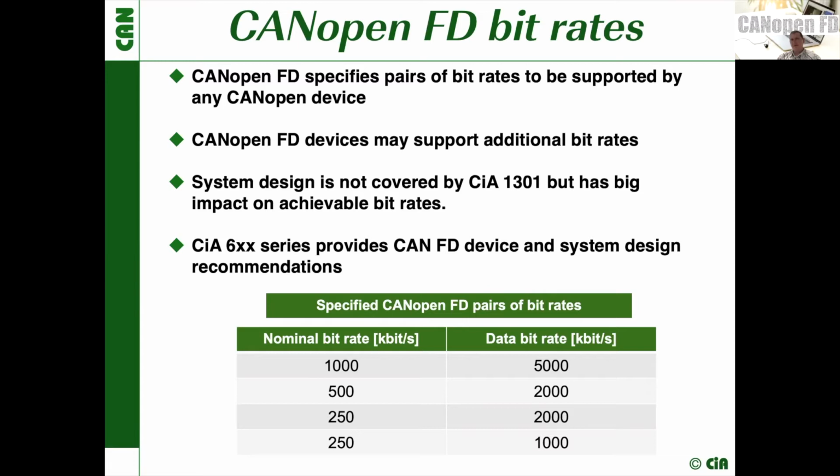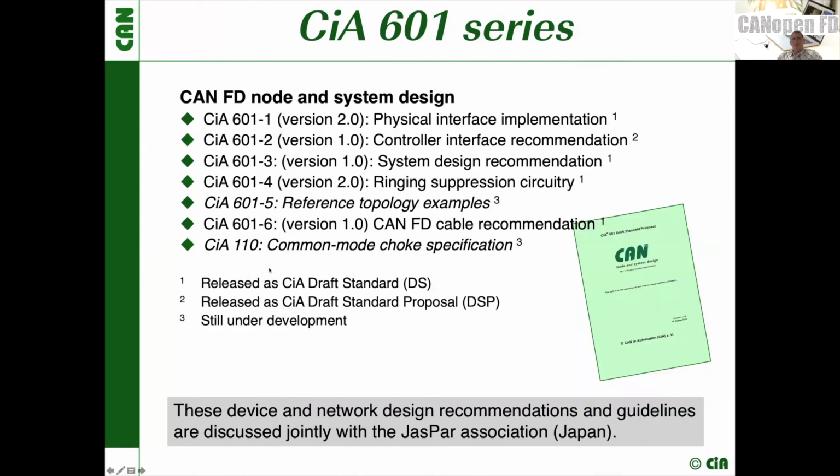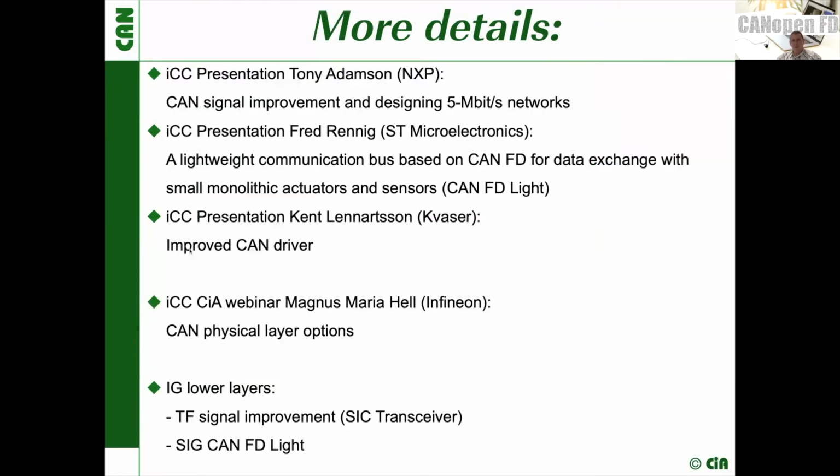Furthermore, system design aspects are not covered by CiA 1301. Nevertheless, system design has a big impact on the achievability of certain bit rates. Therefore, you should also consider the CiA 600 series. You find there a lot of valuable information on device design and system design. Also during the International CAN Conference that we had last week, we found a lot of presentations dealing with CAN-FD physical layer issues that you may have in mind as well when you're working with CANopen FD.